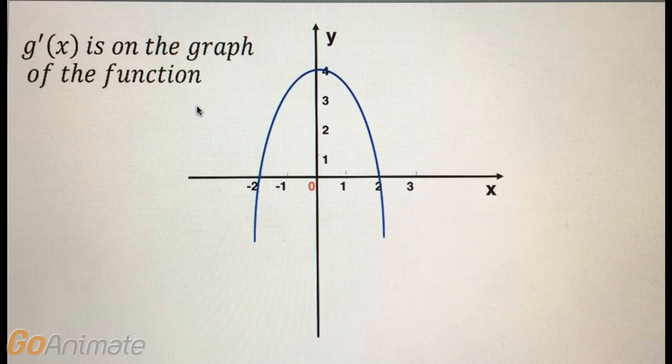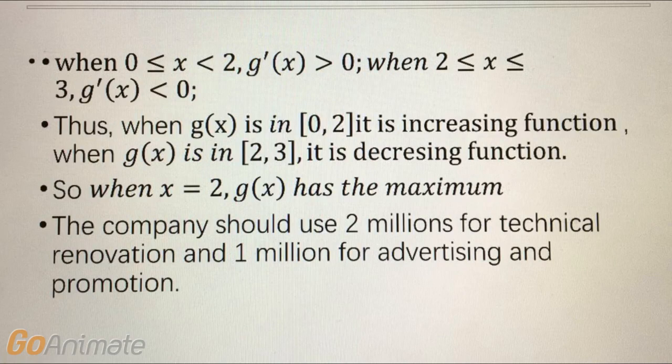We can look at the picture, and gx is on the graph of the function. We can see x between 0 and 2, the gx is more than 0. It means it's increasing function. And x between 2 and 3 is decreasing function. We can get a conclusion: x equal to 2, gx has maximum. At last, the company should use 2 million for the technical transformation and 1 million for advertising and promotion.